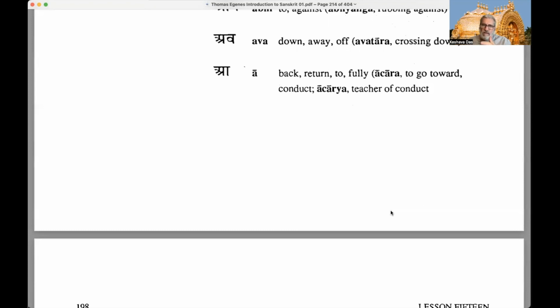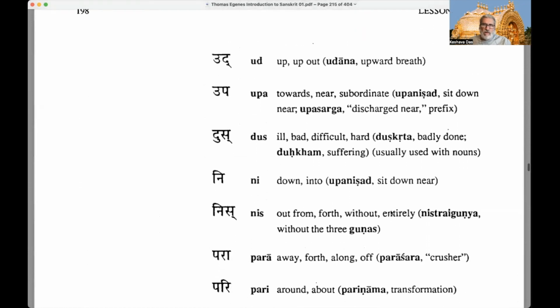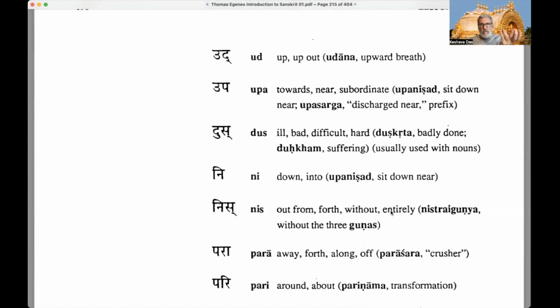So then we have acharya, teacher of conduct, right? So these nouns and words have the letter R, long letter R, as an upasarga prefix. So now we have some of the ones that we talked about before. Ud meaning up or up and out. Udana. So before we had apana, meaning the outward breath or the exhalation. Udana meaning the upward breath, or it could mean the inhalation. So prana, apana, vyana, udana, samana, like that. These are the five main life airs. So ud and udana instead of apana, like that.